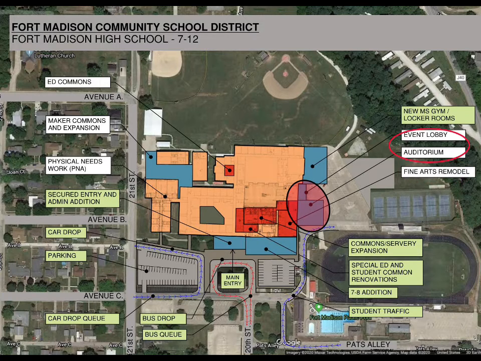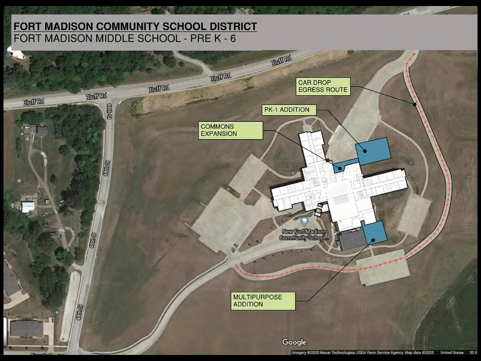Phase 2 additions would include an auditorium and event lobby. Lastly, connecting the current disconnected buildings with a hands-on maker commons allows for expansion of the industrial arts program. These refinements will result in a new Fort Madison Junior Senior High building as a state-of-the-art learning facility.